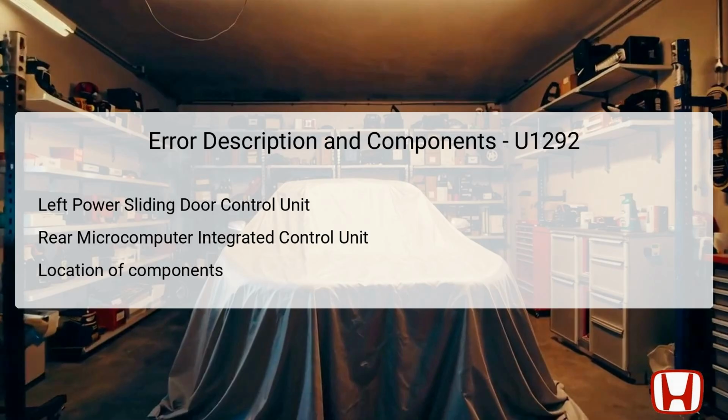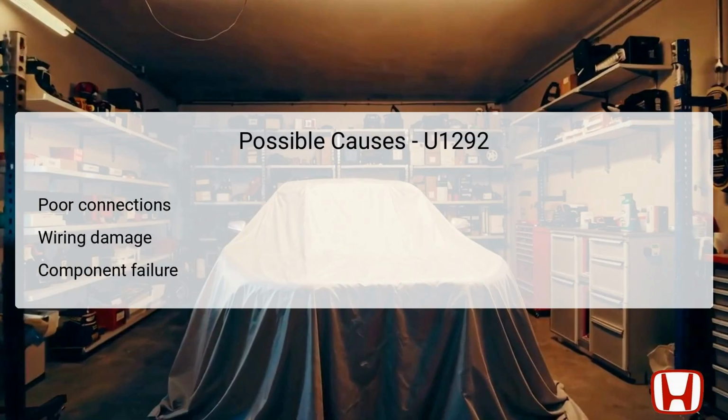Both units must communicate effectively for optimal door function. Hence, loss of communication can impede the sliding door's operational capabilities. Proper connectivity ensures that control signals are sent and received without interruptions. Potential causes for DTC U1292 include poor connections and damaged wiring, which can disrupt the communication signal.